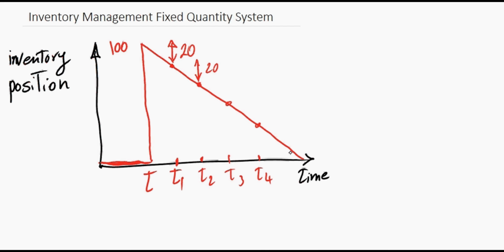So at T5 you will have no on-hand inventory, and if somebody comes to you to buy something, then you don't have anything to sell, or you don't have the product available. That means a cost of lost opportunity, and this is what we want to avoid as much as we can.